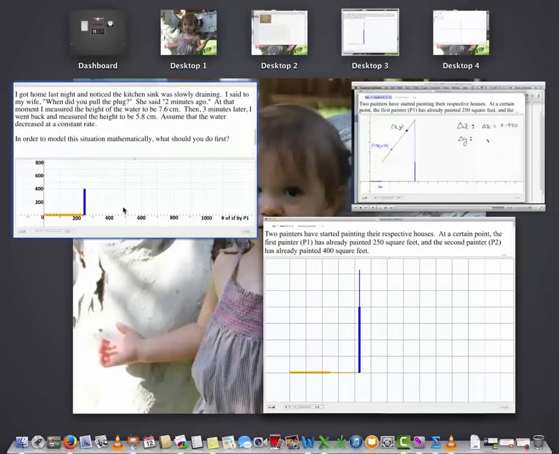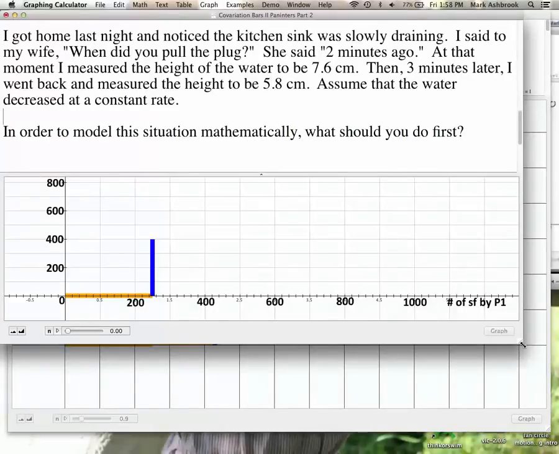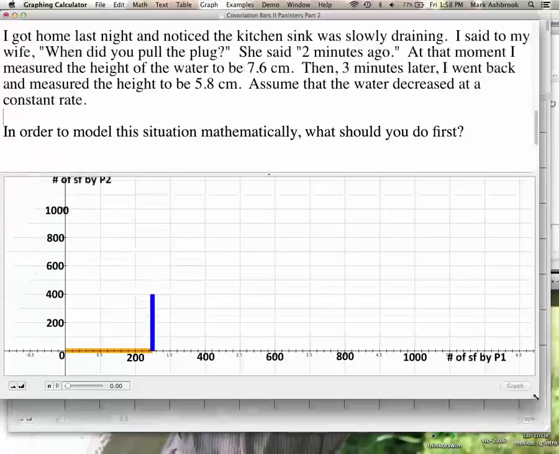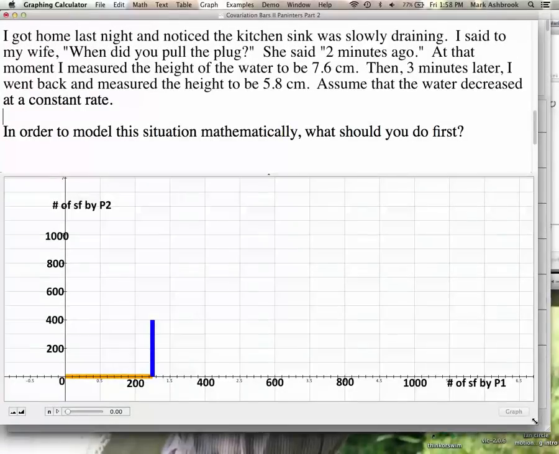Okay, so I got a different view of that here. So there it is. The very top of that blue bar will track out all the possible combinations of total painted by painter 1, along with the total painted by painter 2.